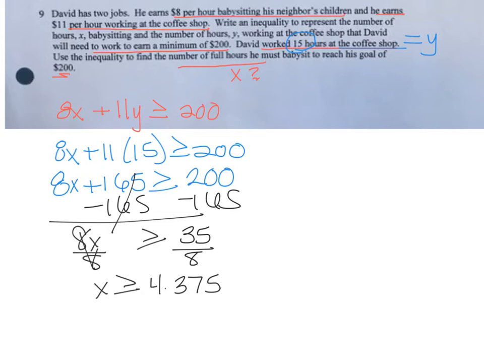So it says use the inequality to find the number of full hours he must babysit to reach his goal of 200. So he must work at least 4.4 hours. So the number of full hours he needs to work is 5 hours. So he needs to babysit 5 hours in order to reach his goal.